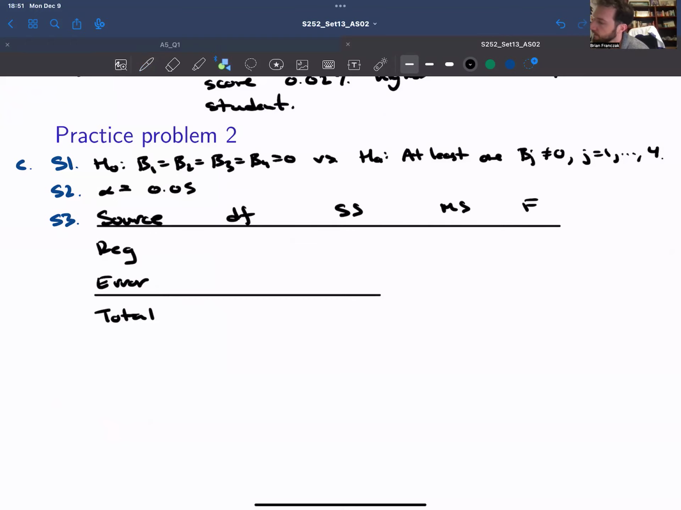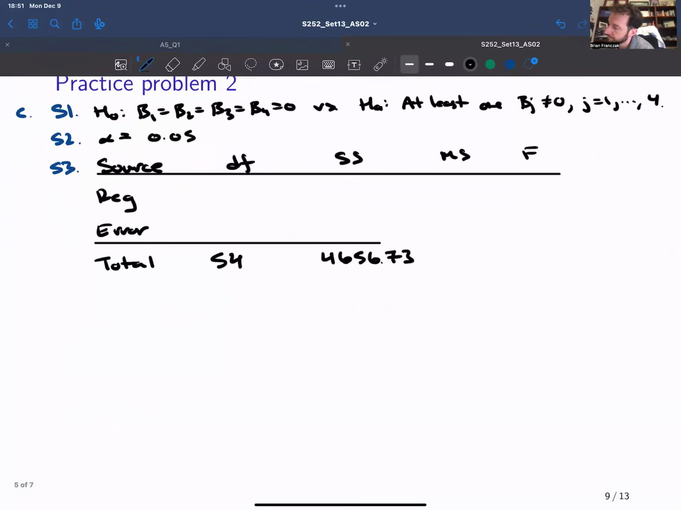So something like this. Okay, we are given SYY. This is exactly the same thing as the SS total. So this is the 4,656.73. We are also given the sample size of 55. So that means our degrees of freedom total is 54.